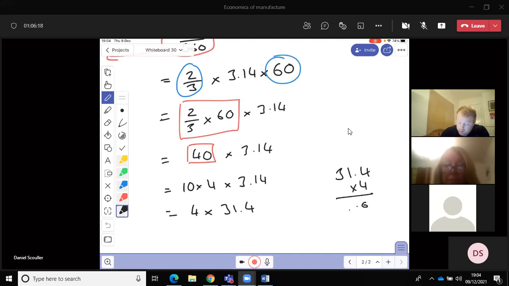So the decimal point stays where it is. 4 times 4 is 16, carry the 1. 4 times 3 is 12, plus the 1 is 13, so there's nothing to carry, and that's 125.6.